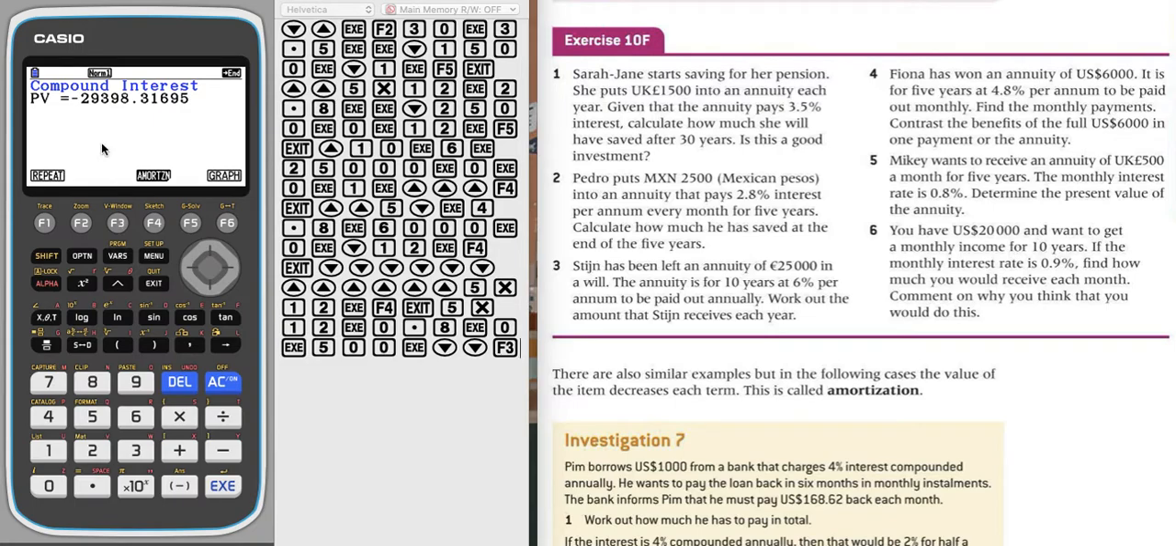So there should be in the bank 29,398 and 32. That one's wrong too. That's annoying. What did I do wrong? Monthly interest rate is this. Oh, monthly interest rate. Monthly interest rate is 0.8. That's interesting.